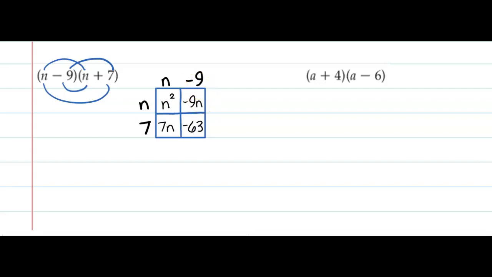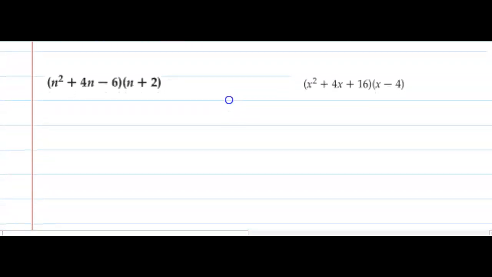And now I combine terms that are like. 7n and negative 9n are like. So when I try to write my answer, I have n squared, take away 2n. 7 minus 9 is negative 2n. Negative 63.